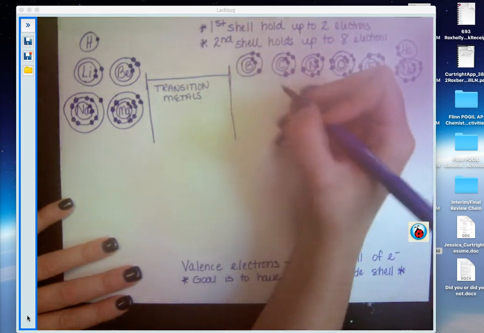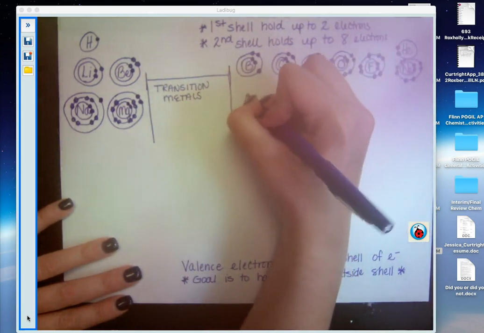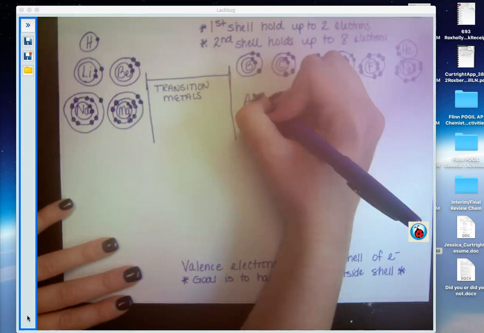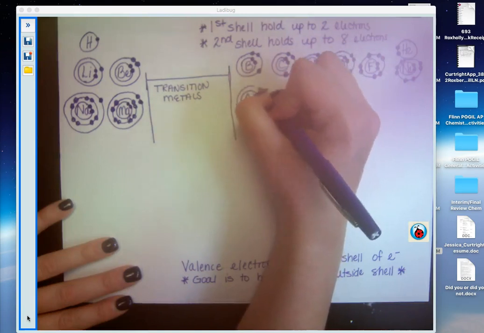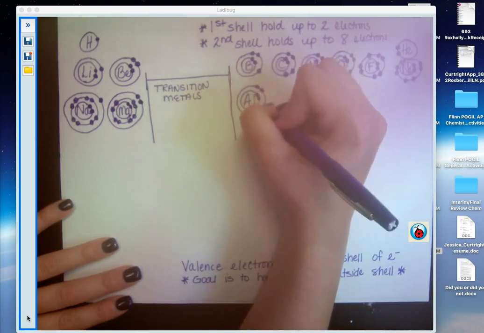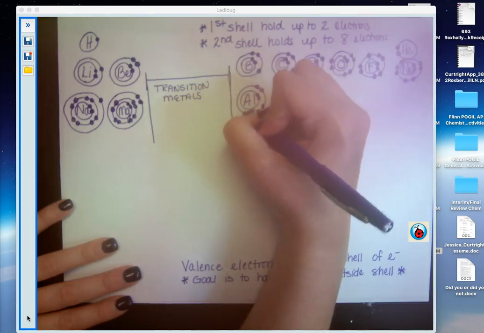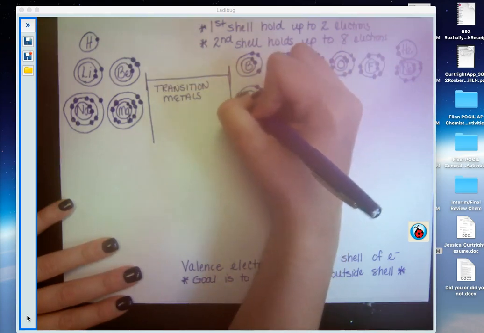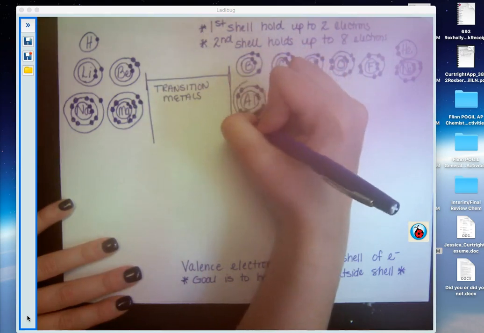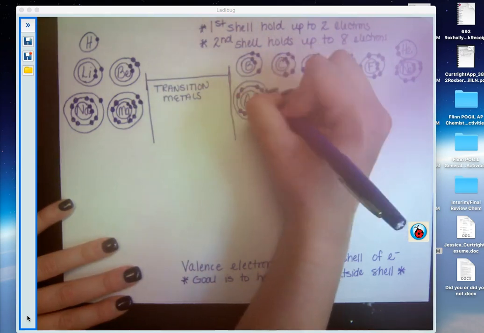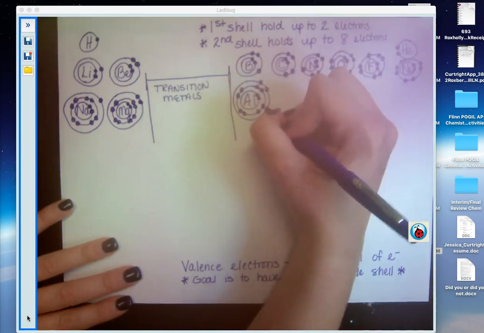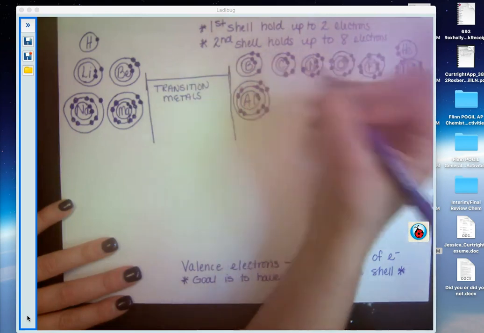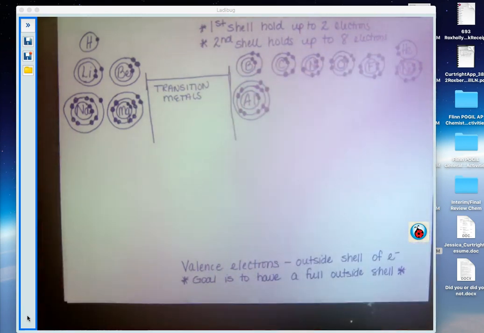Okay, and I lied. We're going to do aluminum really fast. So if you come over here, we're going to add aluminum. Aluminum has an atomic number of 13. That's 1, 2, 3, 4, 5, 6, 7, 8, 9, 10, 11, 12, 13. Okay, so that's the last one we're going to do for all this.